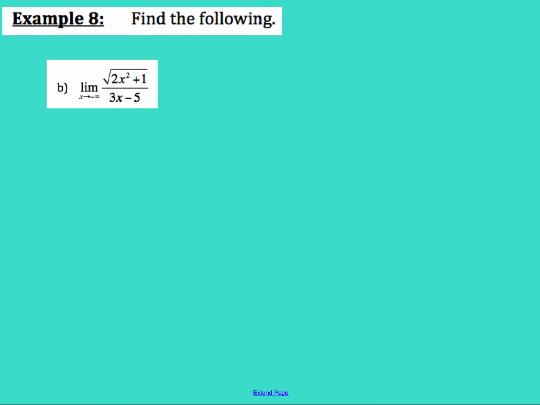Let's go ahead and look at B. Very similar, except for this time we're going to negative infinity. So let's just write out the steps just to get used to it. So we divide out by our highest degree in the denominator, or highest power, which would be x. And now to be the equivalent of dividing out by x, underneath my radical, I would divide out by x squared. Okay, or factor out.